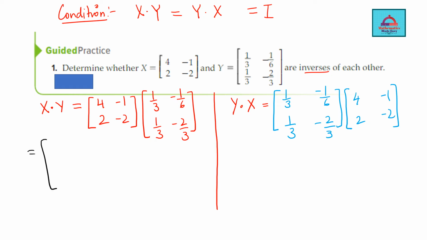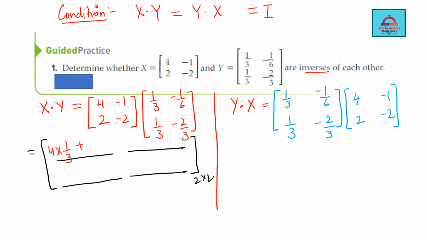These are 2 cross 2 matrices, so the result will also be 2 cross 2. So we need this element, this element, this element, this element. We've made the boxes, we've made the blanks so that we know what element has to come. This position is first row, first column. So first row with first column: 4 with 1 by 3. I'm quite confident that now with practice you are confident in matrix multiplication, so let's do it quickly. 4 multiplied with 1 by 3 plus minus 1 multiplied with minus 2 by 3. For this one you have 2 with 1 by 3.